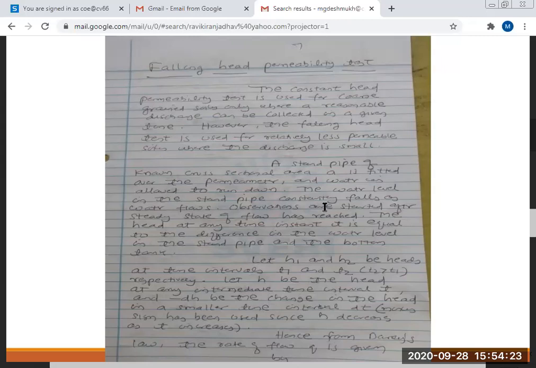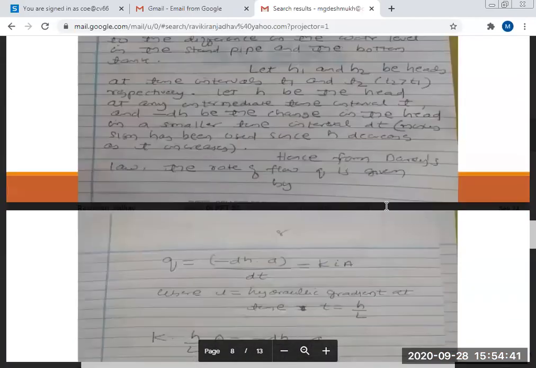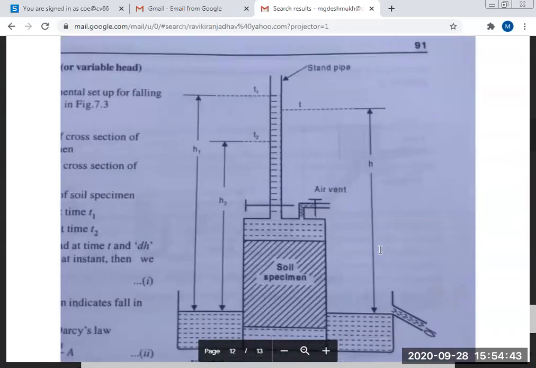Again, this is a very important topic. Generally asked: what is the difference between constant head and falling head permeability test? This is also very important. What we do here, again a laboratory setup is there. That setup I will show you.